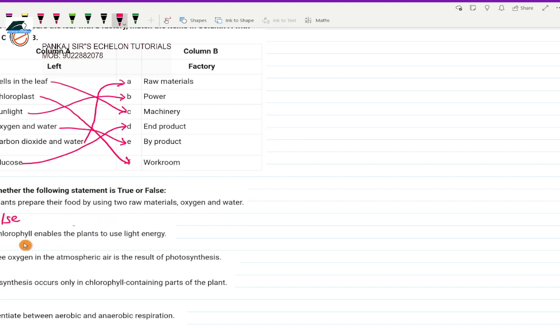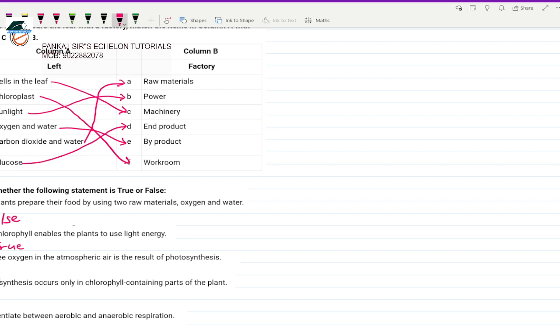Second statement is: the chlorophyll enables the plant to use the light energy, and this is a true statement. The light energy that you get from the sunlight is used by the plants, and it is converted into energy with the help of the chlorophyll present in the plants. So this is a true statement. The chlorophyll helps the plants in using the sunlight energy.